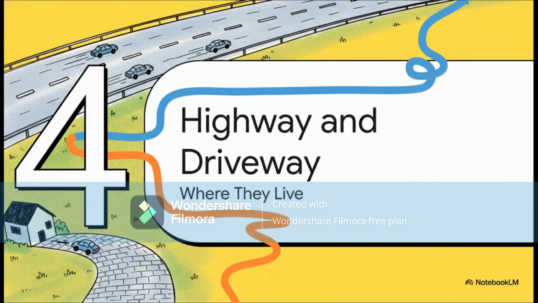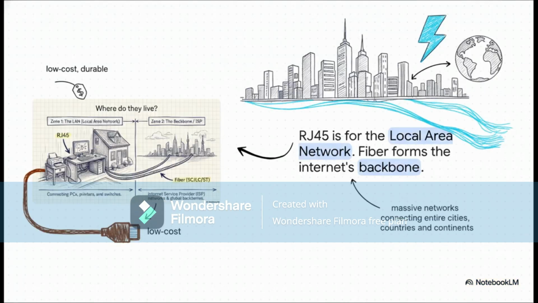Well, the answer is that they aren't actually competing against each other. They're teammates, and they're designed to completely dominate in their own very different zones. One is built for the superhighway, and the other is built for the local driveway. And that difference in performance really defines where they live.